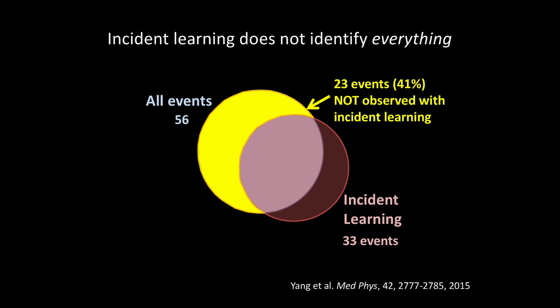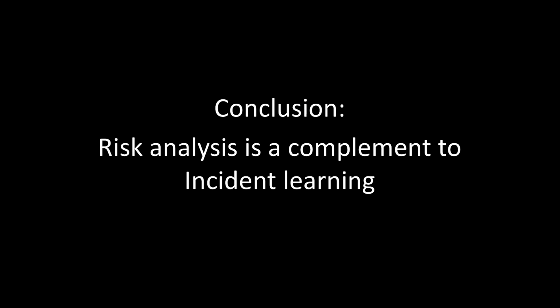You could see that actually 41% of the issues that you found in FMEA in this study were not observed in incident learning. And that's really a function of the fact that there are these rare events, issues that don't often come up in clinical practice, but things that you can imagine happening that you can capture with a prospective risk analysis that you just don't see by running your incident learning system. So the conclusion of this is that these two approaches, risk analysis is a complement to incident learning, and they kind of help each other out.